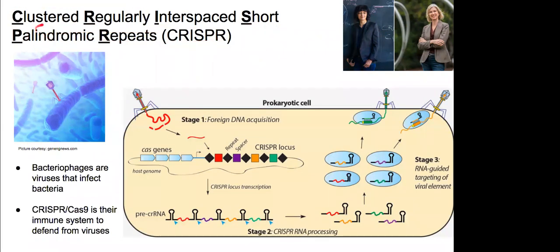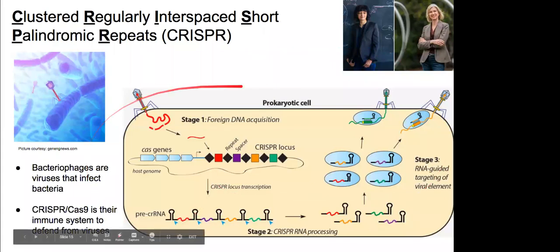CRISPR stands for Clustered Regularly Interspaced Short Palindromic Repeats. In a nutshell, these are repeats of DNA between which is embedded the gene from the invading virus. And this was discovered in a bacteria known as Streptococcus pyogenes.